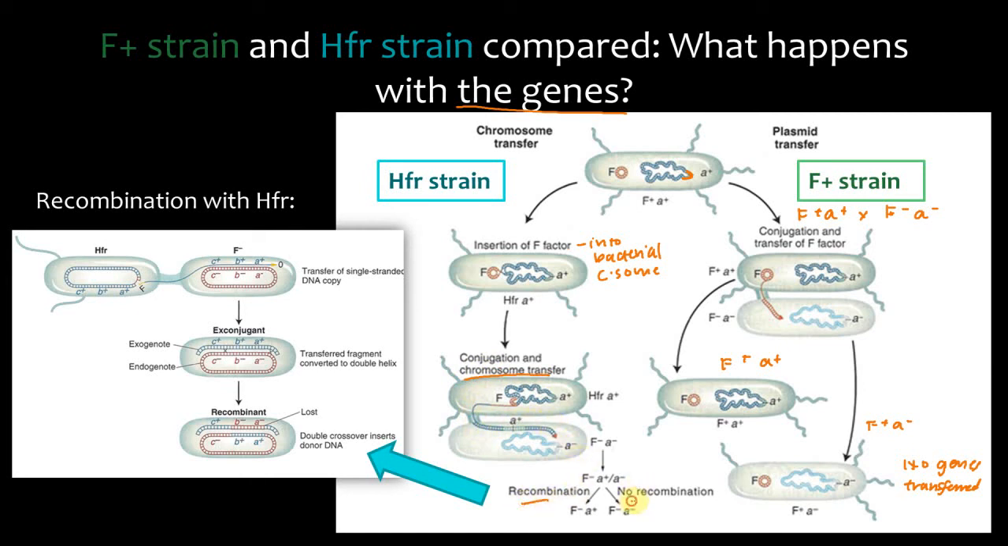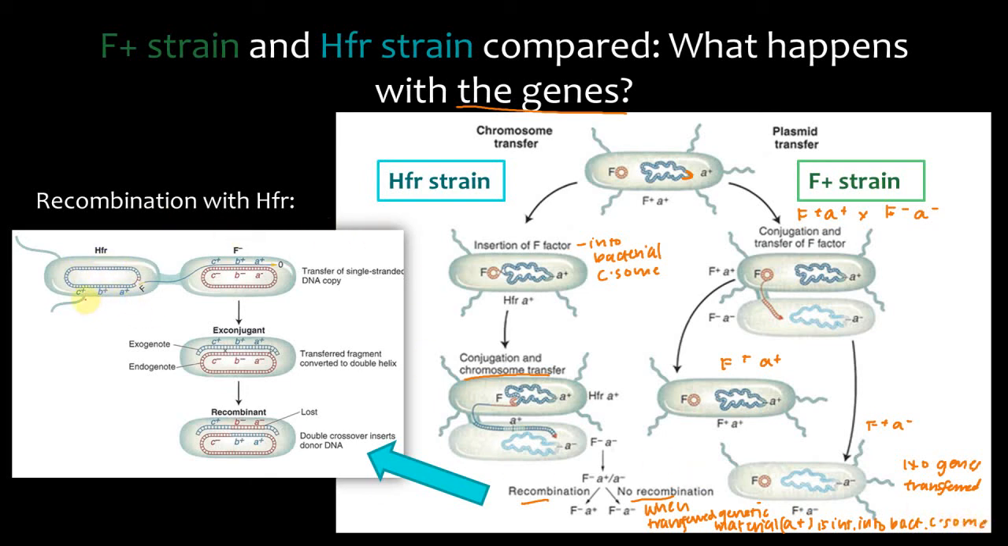We can either have recombination or no recombination when transferred genetic material, such as the A plus gene, is integrated into the bacterial chromosome. Sorry, I've abbreviated this a little bit. So what does that look like?